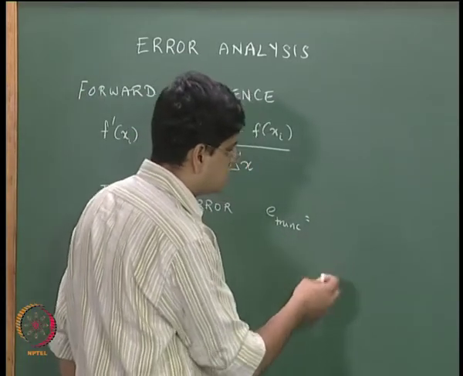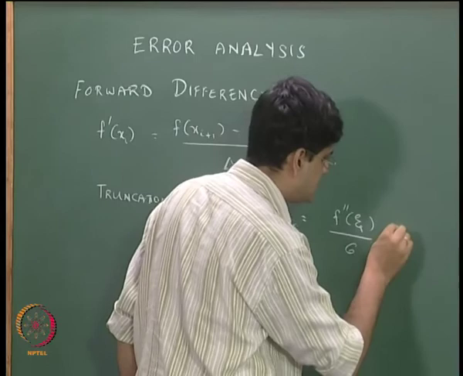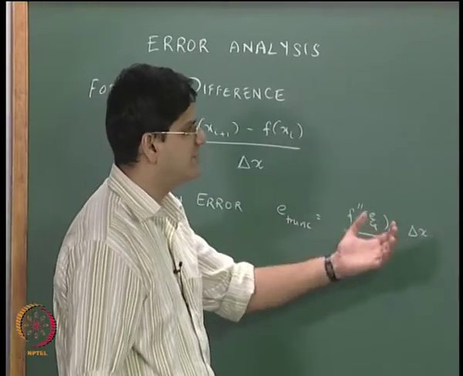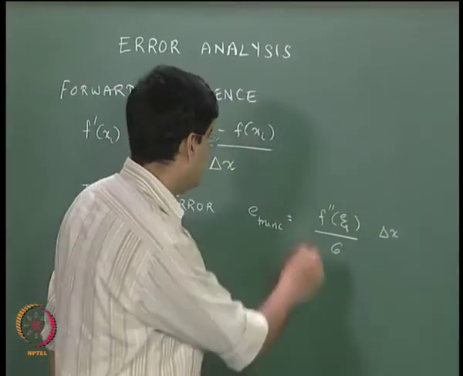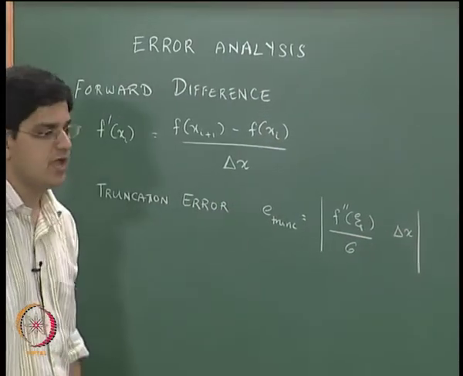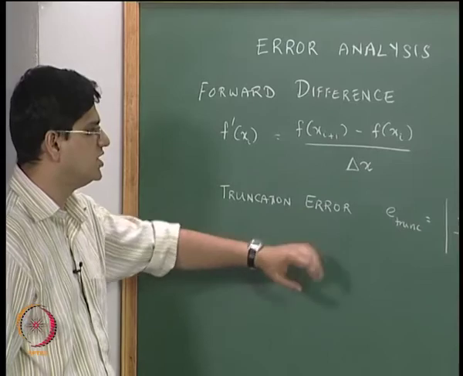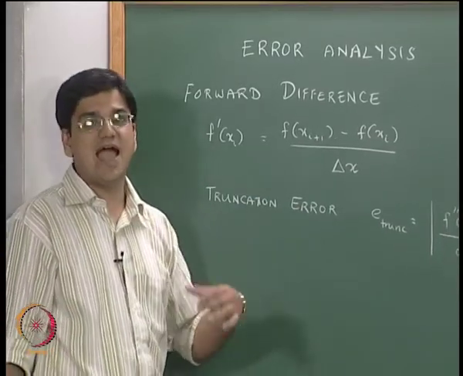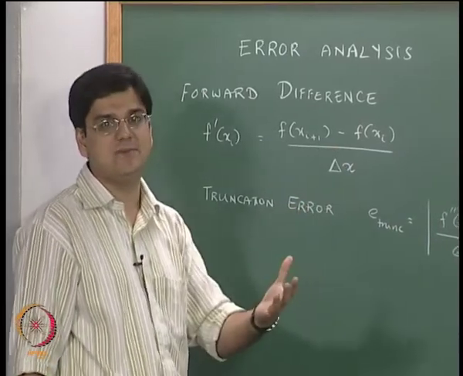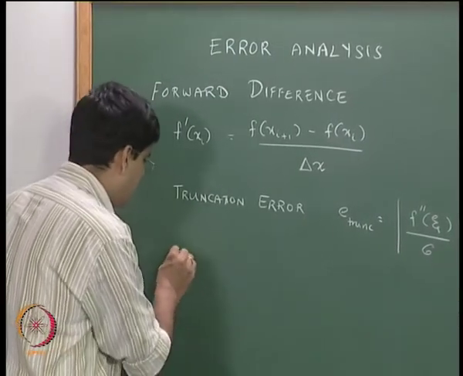That particular constant was f double dash of zeta divided by 6 multiplied by delta x. Okay, and we do not worry whether the error is positive or negative. So we are going to put absolute values of this. In addition to truncation error, there is also the round off error associated with the overall problem, but the actual round off error is going to be determined by the absolute value of f multiplied by the epsilon tolerance.